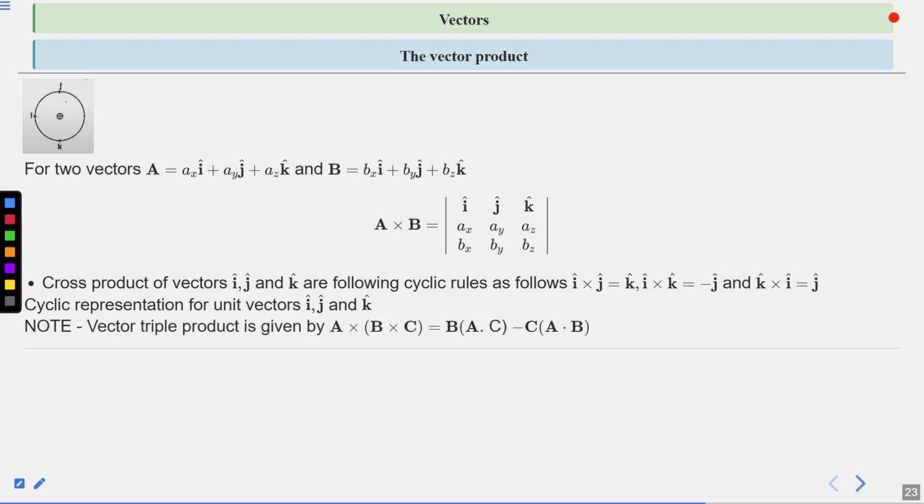Here an important point, vector triple product. If we have three vectors, a vector, b vector and c vector, then what will be the vector triple product? That is a cross (b cross c) is what? b (a dot c) minus c (a dot b). So this is the formula of the vector triple product. In upcoming slides, we will solve multiple questions based on this formula. So are you ready to solve the question?